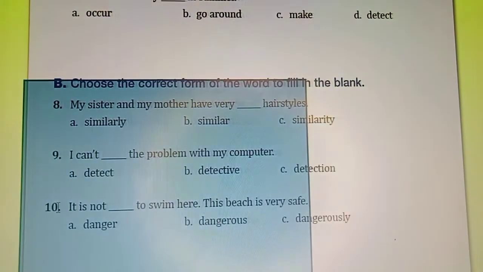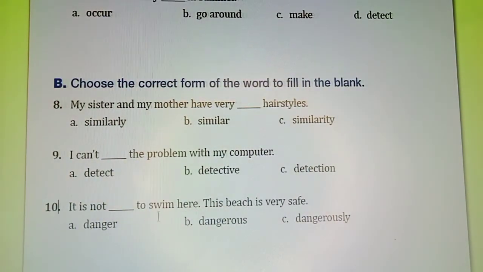Number 10. It is not a space to swim here. The beach is very safe. The letter A, danger. The letter B, dangerous. The letter C, dangerously. The best answer here is letter B, dangerous. Excellent. The letter B, dangerous, is the best answer for number 10. It is not dangerous to swim here. The beach is very safe.